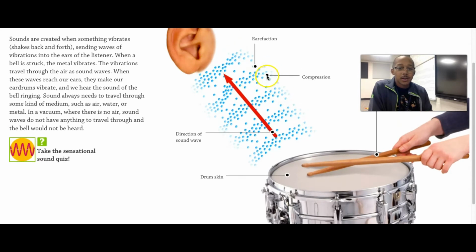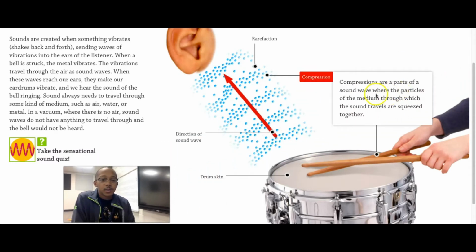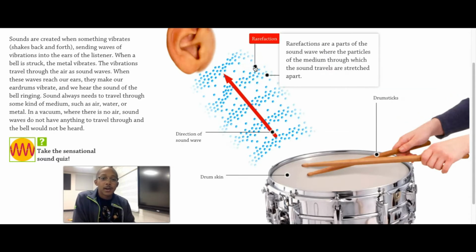Some of these waves over here are getting compressed, and some of them are experiencing what's called rarefaction. Compression are parts of a sound wave where the particles of the medium through which the sound travels are squeezed together. Compression, squeezing them together. And rarefactions are parts of the sound wave where the particles of the medium through which the sound travels are stretched apart.